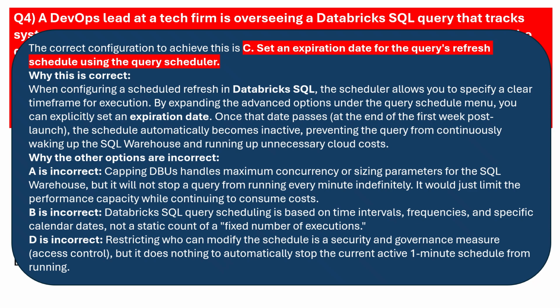Why the other options are incorrect. A is incorrect. Capping DBUs handles maximum concurrency or sizing parameters for the SQL warehouse, but it will not stop a query from running every minute indefinitely. It would just limit the performance capacity while continuing to consume costs. B is incorrect. Databricks SQL query scheduling is based on time intervals, frequencies, and specific calendar dates, not a static count of a fixed number of executions. D is incorrect. Restricting who can modify the schedule is a security and governance measure, an access control, but it does nothing to automatically stop the current active 1-minute schedule from running.